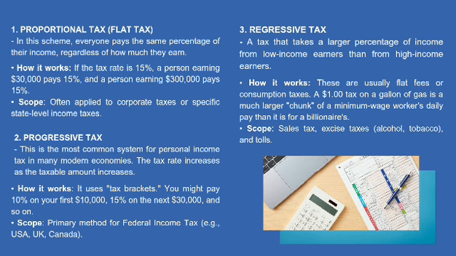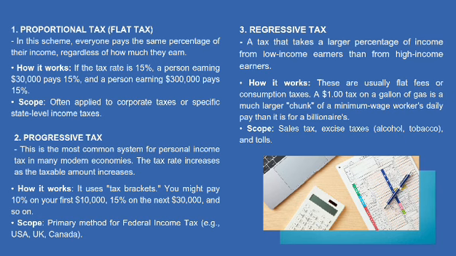2. Progressive tax. This is the most common system for personal income tax in many modern economies. The tax rate increases as the taxable amount increases. How it works: it uses tax brackets. You might pay 10% on your first $10,000, 15% on the next $30,000, and so on. Scope: primary method for federal income tax, e.g., USA, UK, Canada.